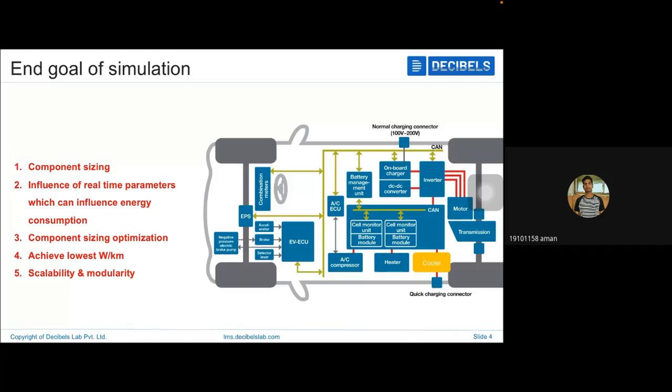They require model-based design engineers. That's what we're going to be discussing down the line. So the idea here is this goal: why do we perform simulations? We perform simulation to know component sizing.